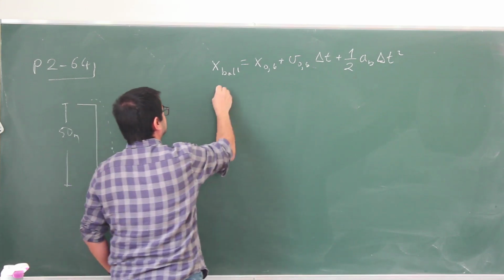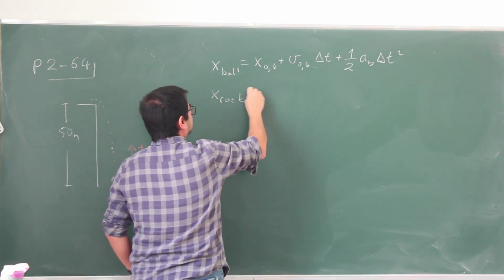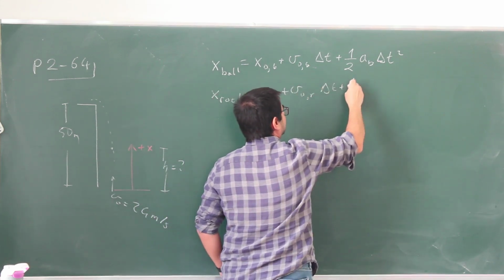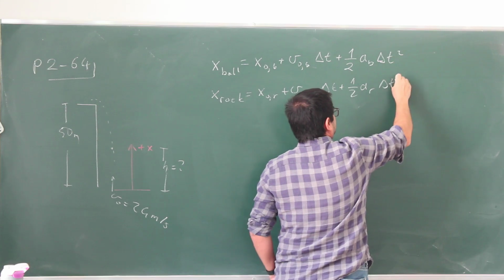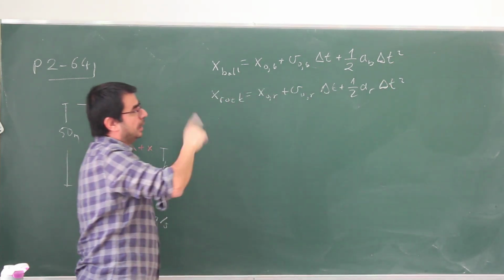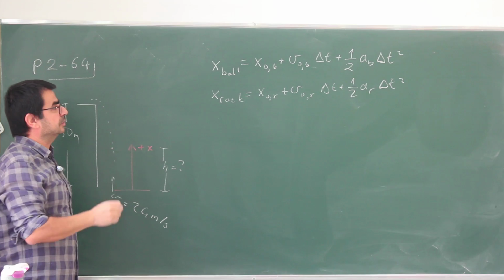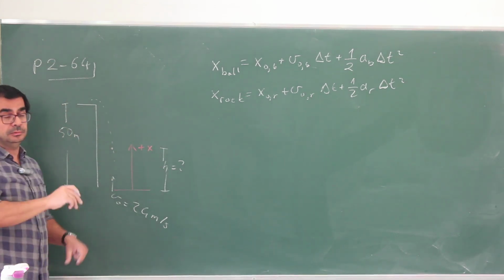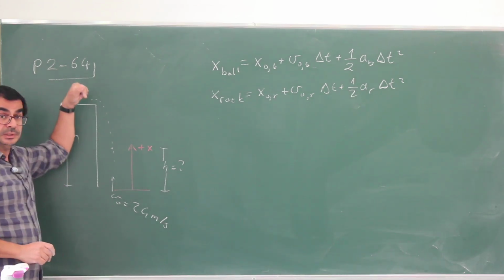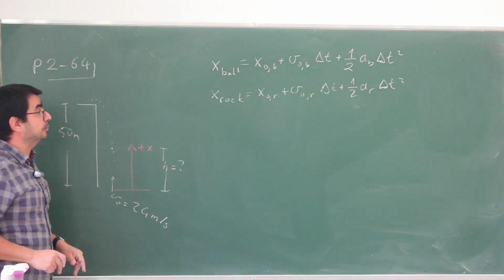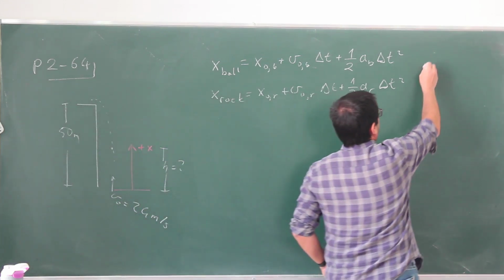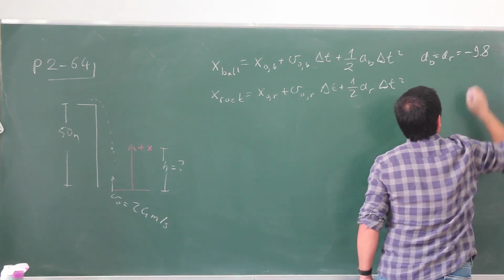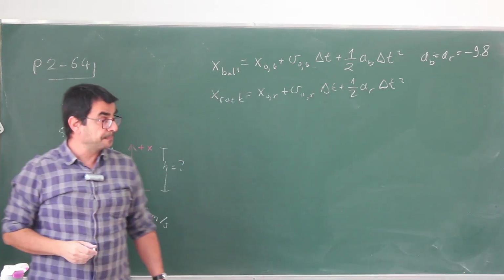Now for the rock, x rock is x0 rock plus v0 rock delta t plus 1/2 a rock delta t squared. Now, a ball and a rock, they are both equal to gravitational acceleration. They're both equal to minus 9.8 meters per second squared. One is moving up, the other one is moving down. Doesn't matter. I chose up as positive. Gravitational acceleration is down. The accelerations are both going to be negative 9.8. Let's write this down here: a ball is equal to a rock is equal to minus 9.8 meters per second squared, of course.